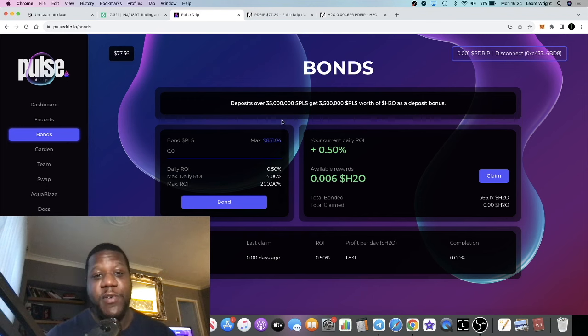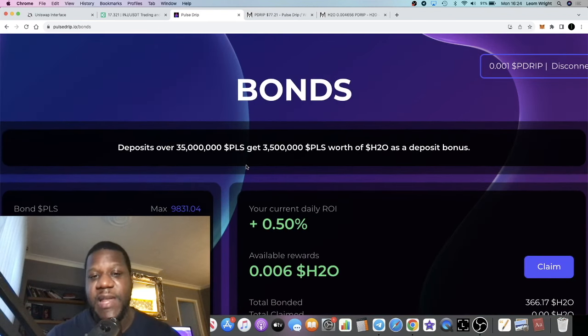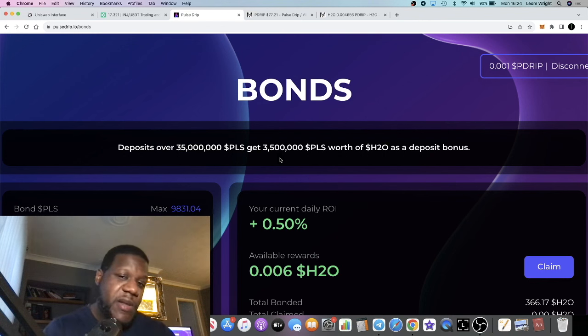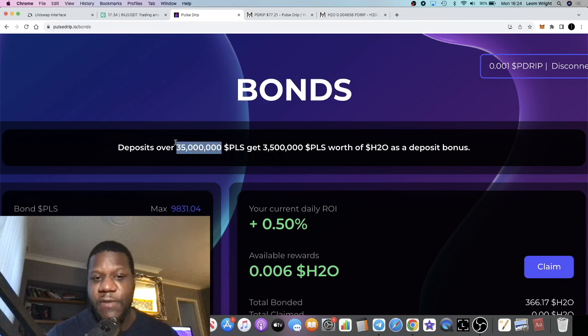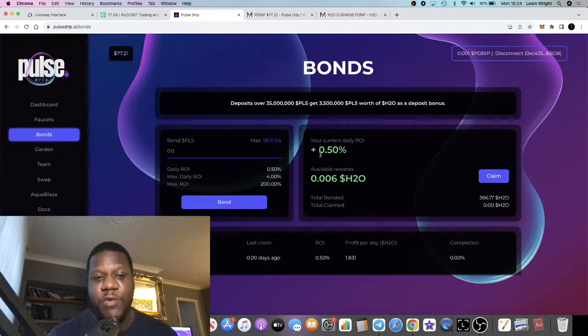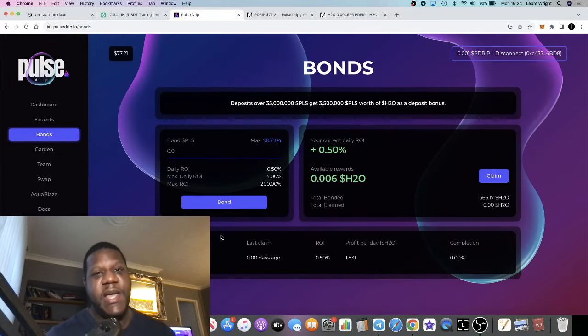Okay, there is actually a bonus here. You can see this deposits over 35 million PLS, you will get 3.5 million PLS worth of H20 as a deposit bonus. Okay, so that is a 10% deposit bonus if you deposit, only if you deposit more than 35 million PLS. I'm not sure if that's in one go or overall, but if you're going to put in about 35 million PLS, you will get an extra 10% worth of the H20 tokens as a bonus. So that will be nice, obviously. But yeah, this is just bullish, guys.